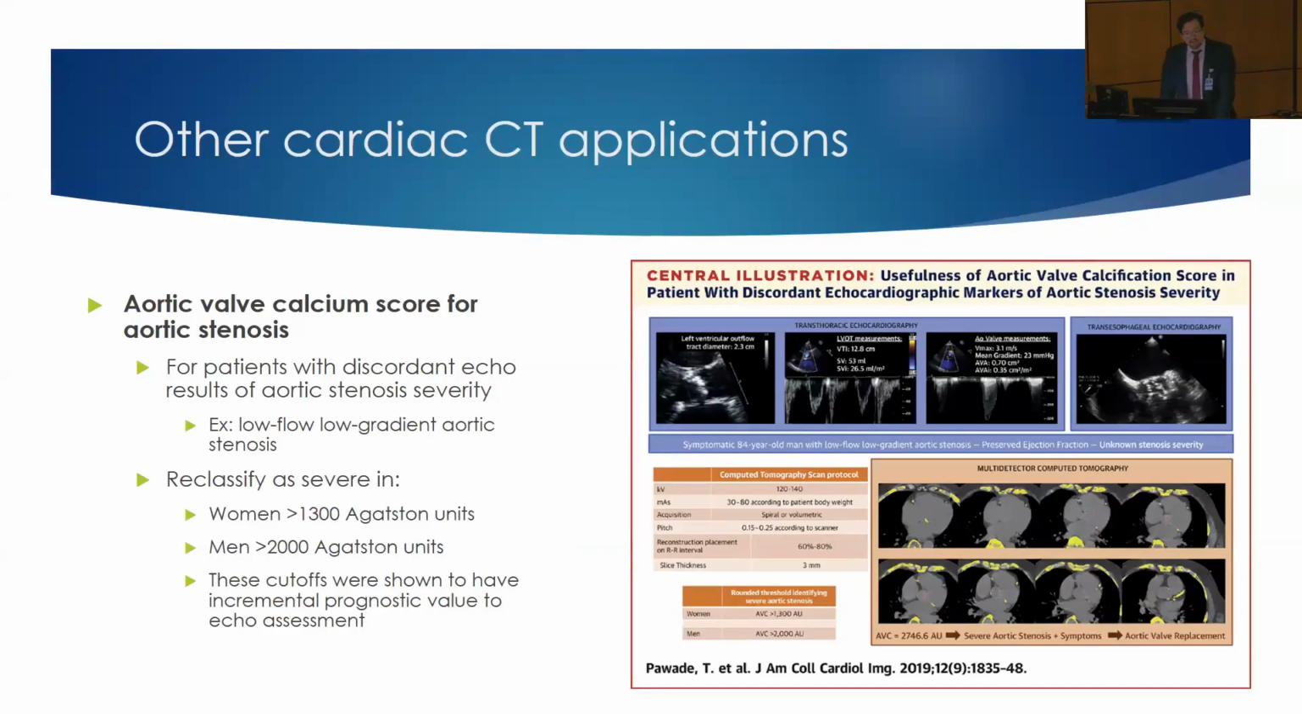You can also use calcium score to quantify how much calcium is in the aortic valve. We do this for patients that have borderline severe aortic stenosis, or you just need a little more evidence to support that this patient would benefit from getting a valve replacement or some sort of intervention. Sometimes we have patients where the valve looks really severe, but their velocities and gradients across the valve don't fall into that severe category. So everything's just kind of borderline. What could push you over the edge is if the valve is extensively calcified. And it's been shown that patients with an aortic valve calcium score over 2,000, or women over 1,300, have incremental prognostic value to the echo assessment.